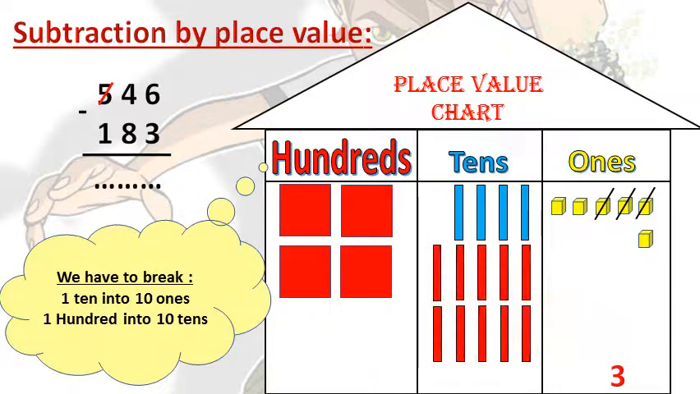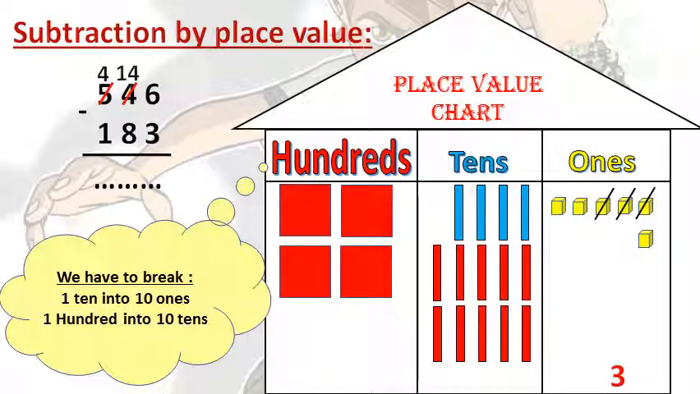Okay, so now I have how many tens? Yes, I have 10, 11, 12, 13, 14. So I have 14 in the tens, right? And what about the hundreds? The hundreds will become what? Yes, the hundreds will become 4 instead of 5, right?